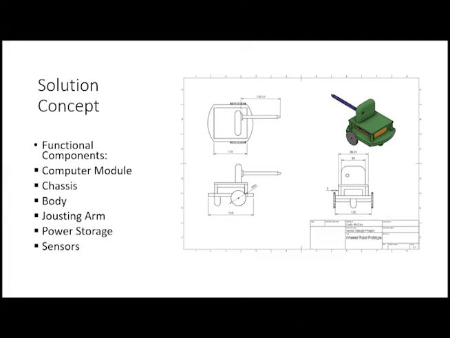The jousting arm will be attached to the body and primarily used for the PID demonstration, and can be removed for all other controllers. The power storage is an obvious necessity to power the robots and also can be recharged as needed. Possible sensors that could be used include a line tracker, accelerometer, gyroscope, and/or a camera.